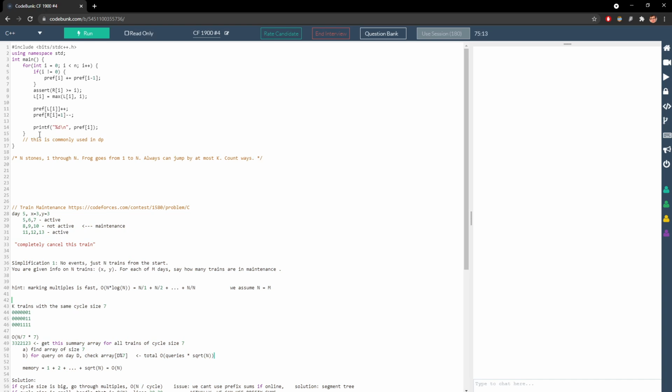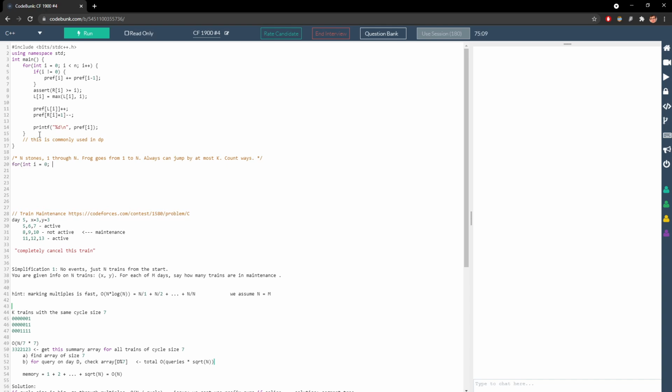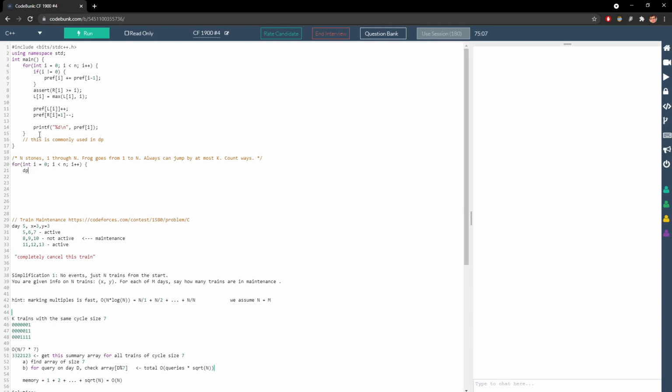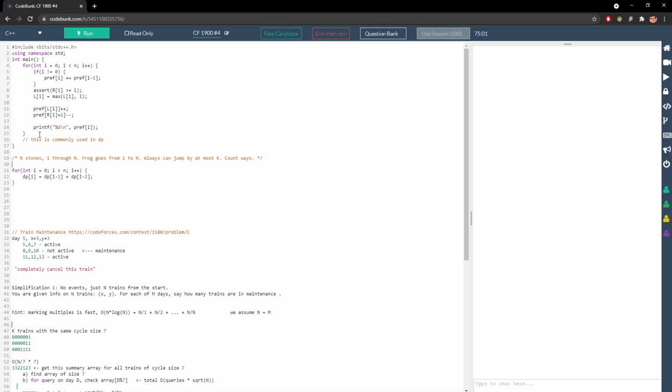If k is very small, then we can solve it easily. For example, like this: dp of I is equal to dp of I minus 1 plus dp of I minus 2. Something like this will work if k is equal to 2, if we can jump only by 1 or by 2. Well, there are out of bounds errors here, but we can deal with that.